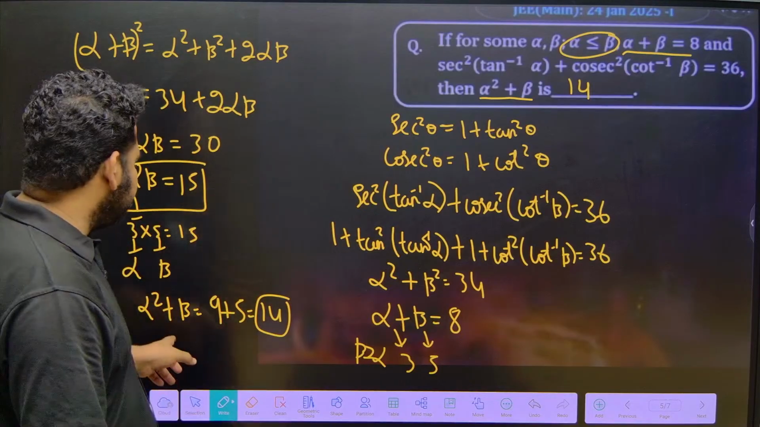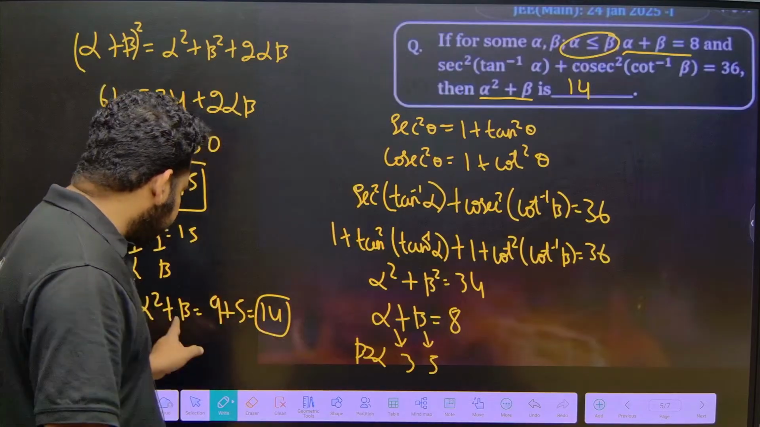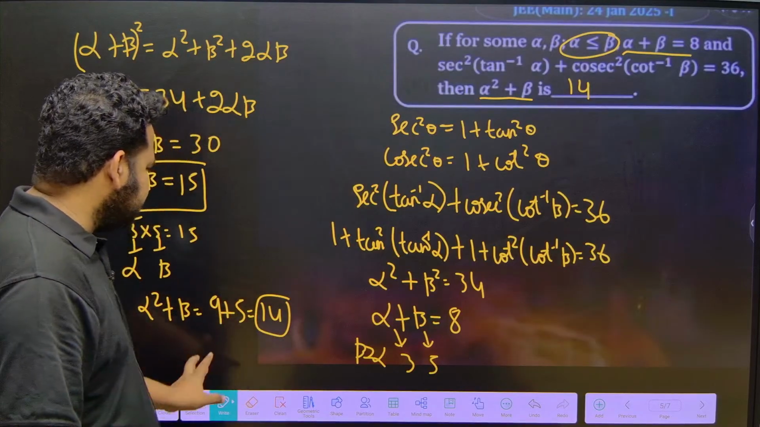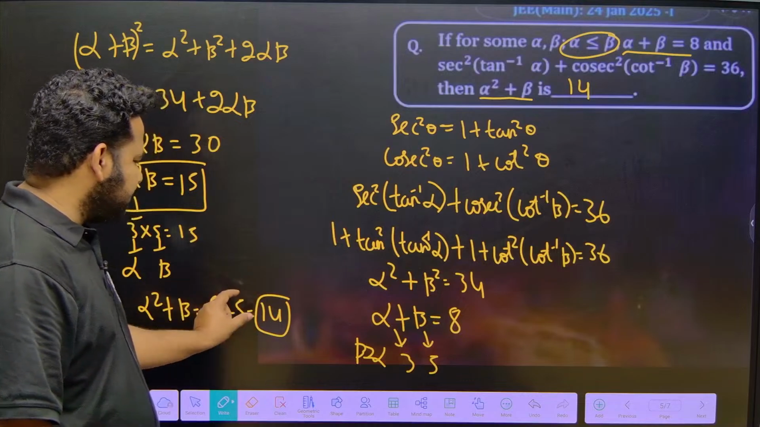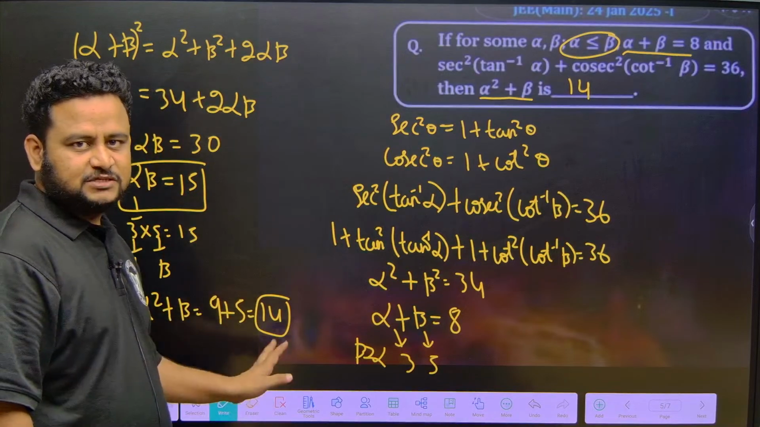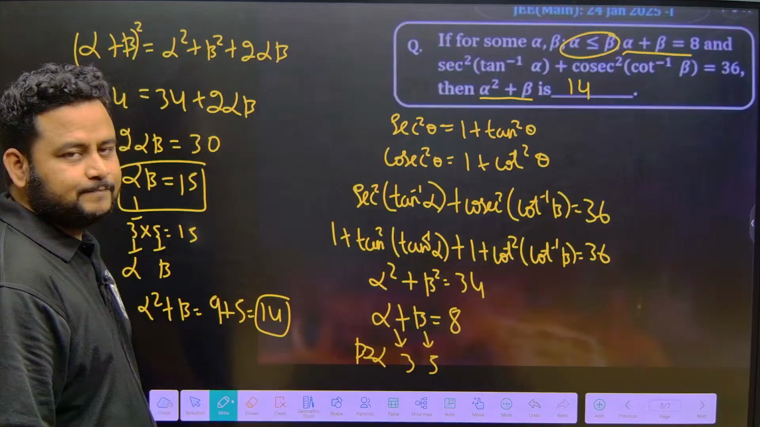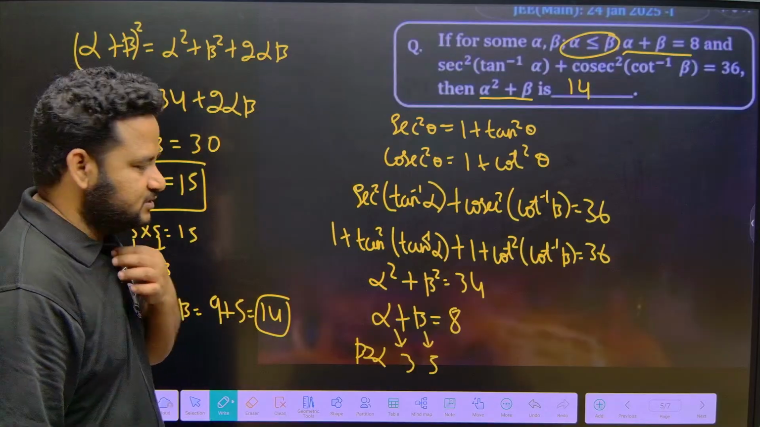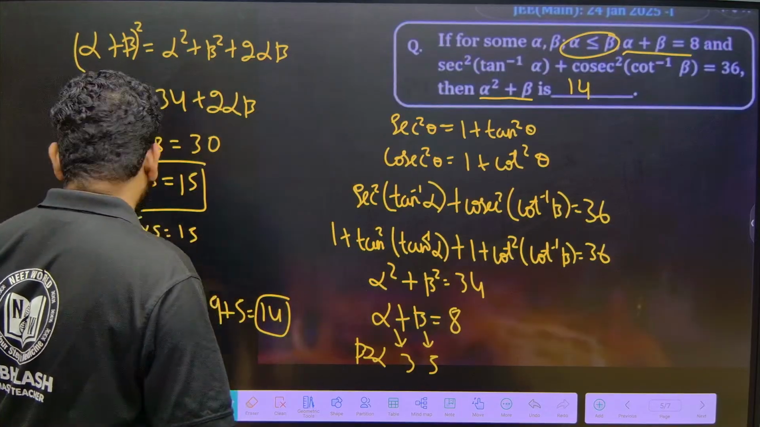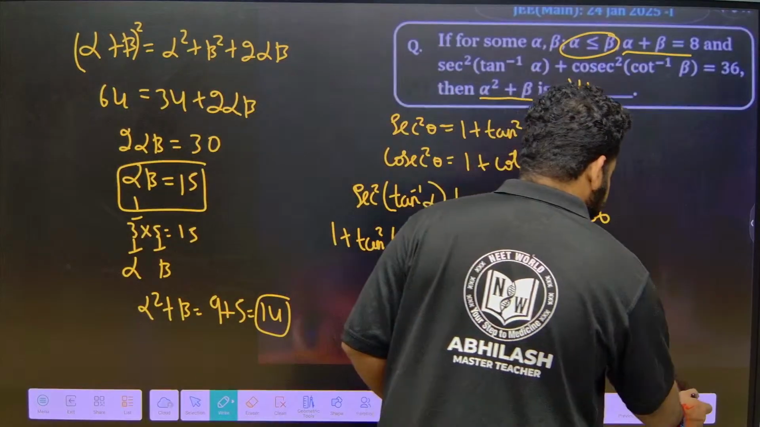So what will this become, friend? Beta will become 5 and alpha will become 3, and squaring and adding, that is alpha square plus beta, will give us 14. 9 plus 5 is equal to 14. Clear? So this is the right answer to this question, friends. Okay, let us wind up with this question. Let us move to the next question, friends.